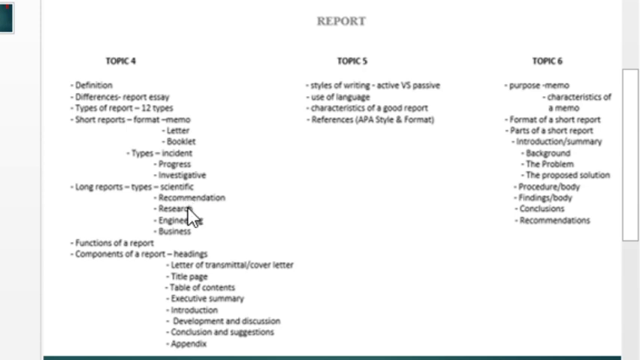And then recommendation, who knows, maybe one day you will be under the human resource department, where you are required to write a recommendation report on the problem of your staff keep on coming late. And then who knows, one day you become a researcher. Researchers and scientists could be a bit different.